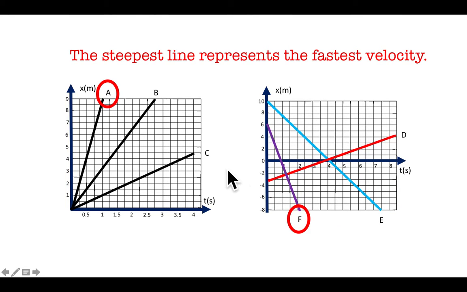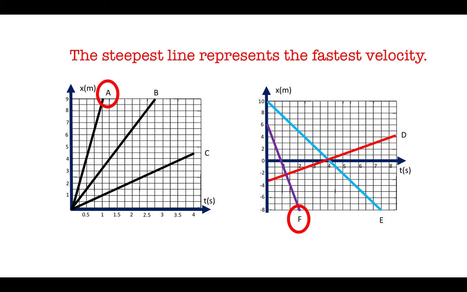So if we have this graph, then this line A is the steepest, line F is steepest on the other graph. So based on the steepness of the line, the steepest line on a position time graph represents the fastest velocity. Line A represents a positive velocity, line F represents a negative velocity. However, in both cases, A and F are the steepest line, regardless of whether they have a positive or a negative slope. They're both the steepest line on their respective graphs.